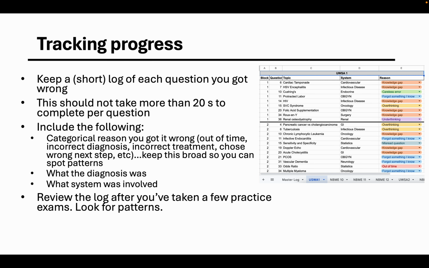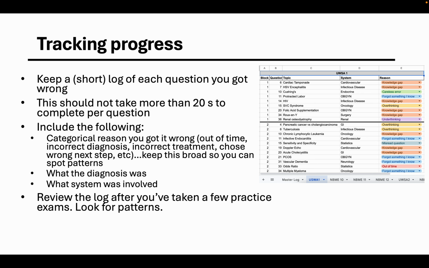And then we talked about this a little bit already. As you're reviewing each exam, make sure you go through and keep a log of why you got each question wrong. I've created a little document that I use, which is pictured here, where you identify the specific topic that was wrong, then the system, and then why you got it wrong. I really like this document because it doesn't take long to complete. You can do it in about 10 seconds per question.